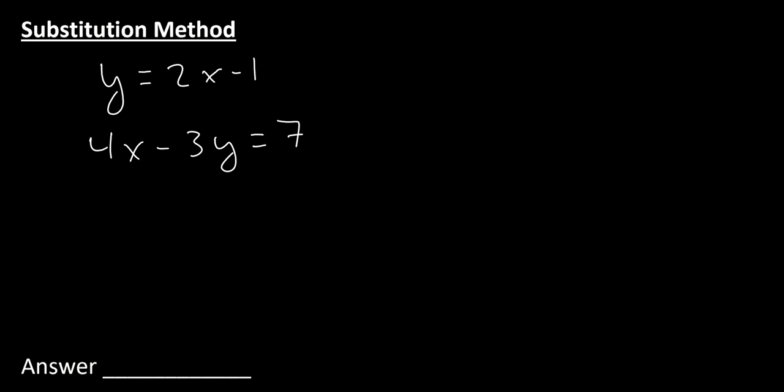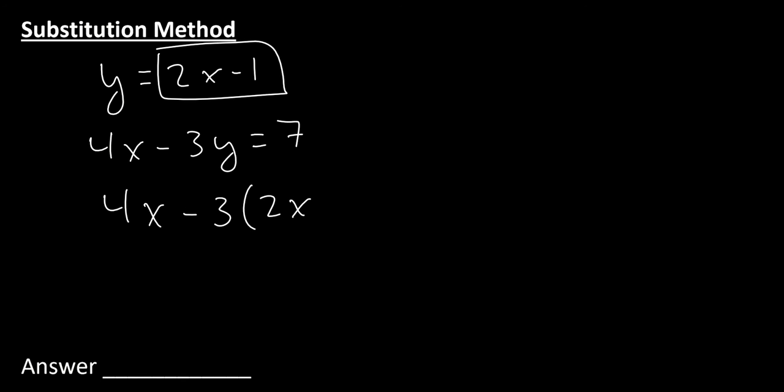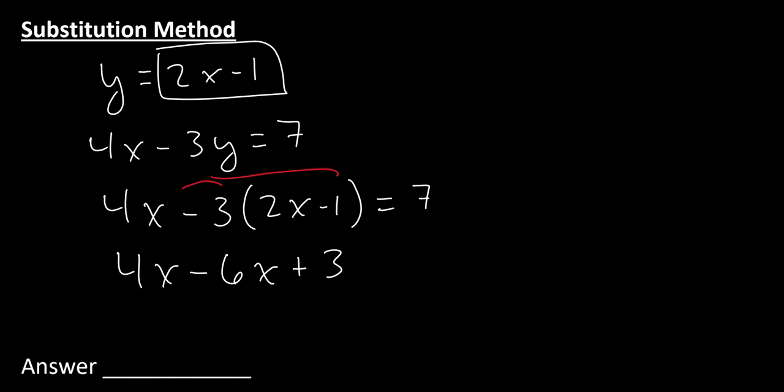So let's see, y is this expression. So I'm going to rewrite this as 4 times x minus 3 times 2x minus 1, and that equals the number 7. So 4x minus 6 times x and then plus 3. That's a big error possibility, right? This is negative 3 times negative 1. So notice that is positive 3.